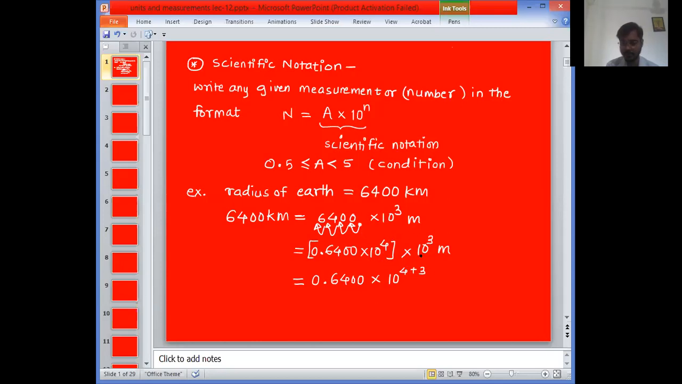Base same, multiplication, addition of indices. Yes, indices. Index means power. As we change the number, that 10 raised to power will multiply by 10 raised to 3. Yes, Krutika, you are right.